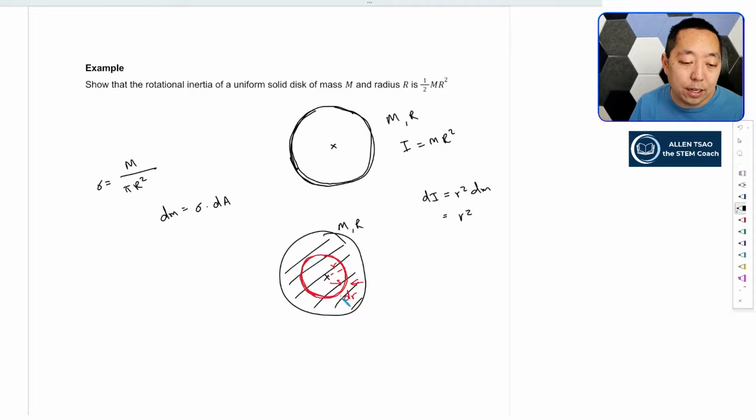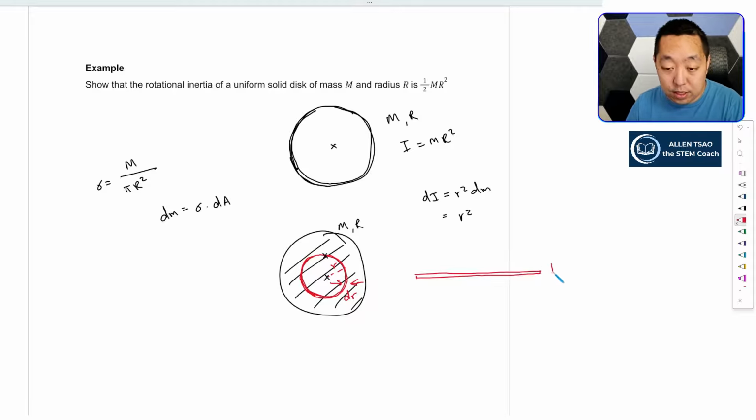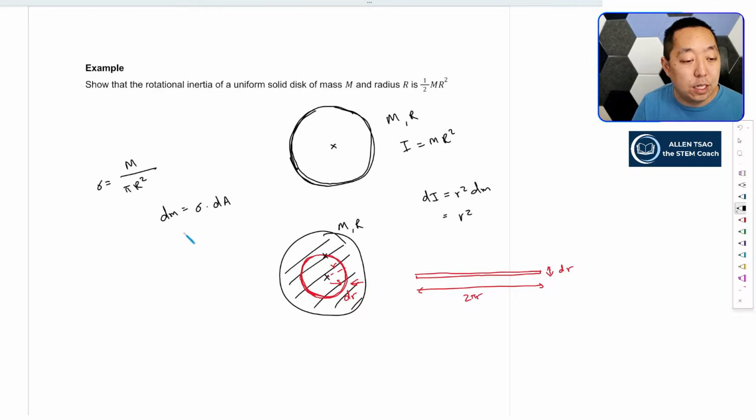Okay, now what's the area of this little ring piece? If you were to snap it and unfold it, then it would be a thin piece that has a thickness dr, and the length of it would be the circumference of the circle, 2 pi r. So the area is going to be 2 pi r times dr. So let's replace the sigma with M over pi R squared, and then the area is 2 pi r times dr.